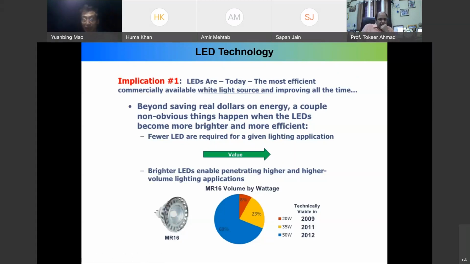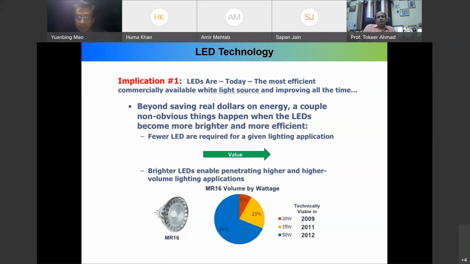For example, in our room, we only need a certain amount of light. So when the LEDs become more efficient, we can use fewer LEDs. That's really important. Brighter LEDs also enable penetrating higher and higher volume lighting applications. That means the light can go further away, and so that's also important.